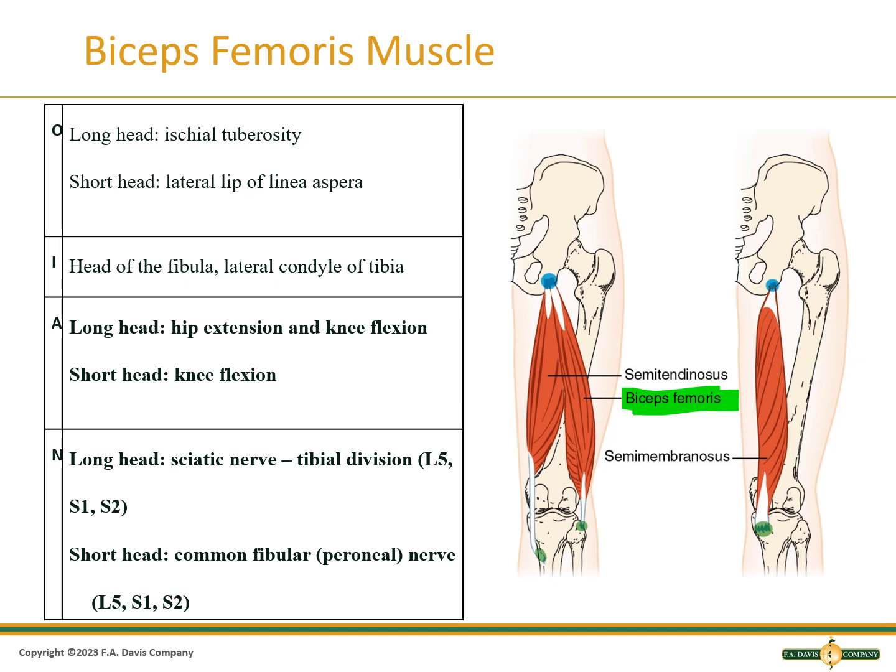So remember that the fibula is the more lateral bone in our leg, and so that can help you remember that the biceps femoris is our more lateral hamstrings muscle. It is innervated by the sciatic nerve for the long head and the common fibular nerve for the short head, which remember is a branch off of the sciatic nerve.